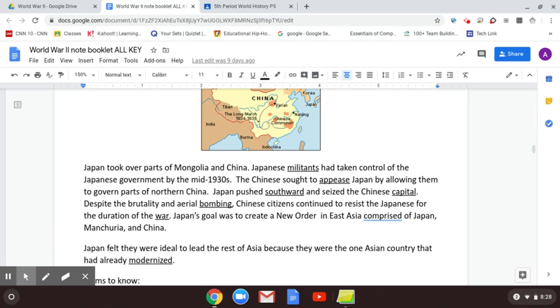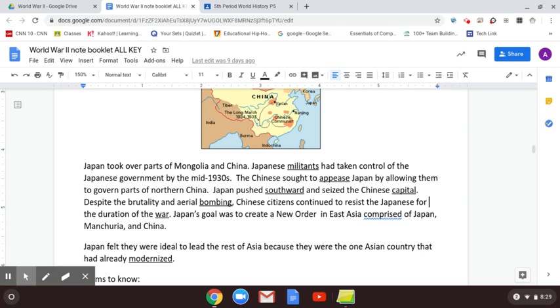Japan ends up pushing southward. So China let them govern part of northern China. And then Japan pushes southward and seized the Chinese capital. Despite the brutality and aerial bombing, Chinese citizens continued to resist the Japanese for the duration of the war. So even though China was really outmanned and brutally being bombed and hurt, the Chinese citizens themselves were resilient and continued to resist the Japanese. Japan's goal was to create what they called a new order in East Asia, comprising of Japan, Manchuria, and China. So basically connecting all that part of the world under the Japanese rule.